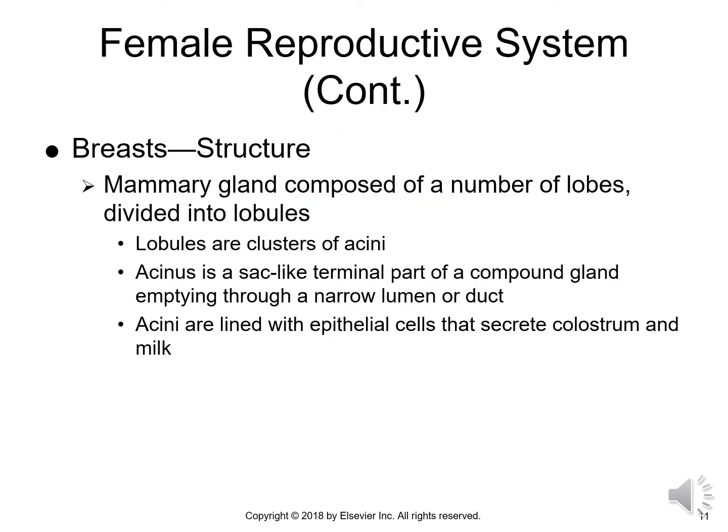The breast structure: they're paired mammary glands located between the second and sixth ribs. About 2/3 of the breast overlies the pectoralis muscle between the sternum and the mid-axillary line, with an extension up to the tail of Spence, which is a point that goes right up into the middle of your armpit, or axillary area. The acini are lined with epithelial cells that secrete colostrum and breast milk.